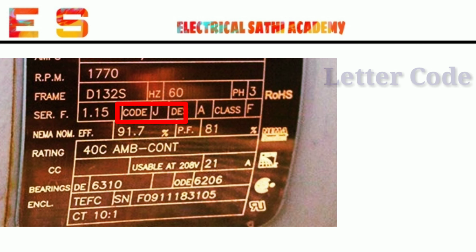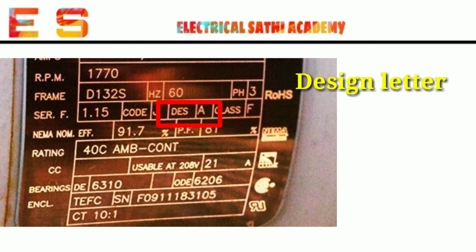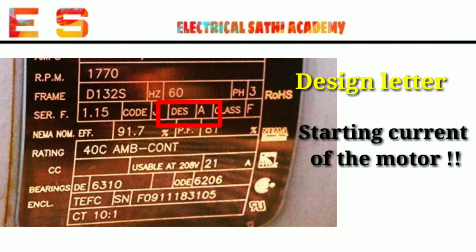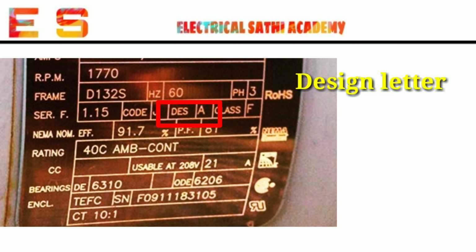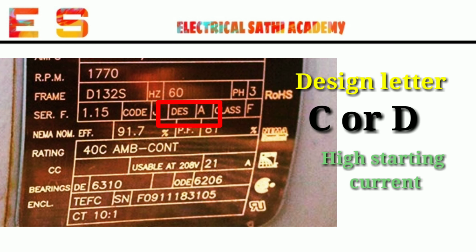Letter code. It indicates the motor rotor current. In simple language, it indicates the motor inrush current. Design letter. It indicates the starting current of the motor, high or low. If design letter is A or B, then the starting current is low. If the design letter is C or D, then the starting current is higher.